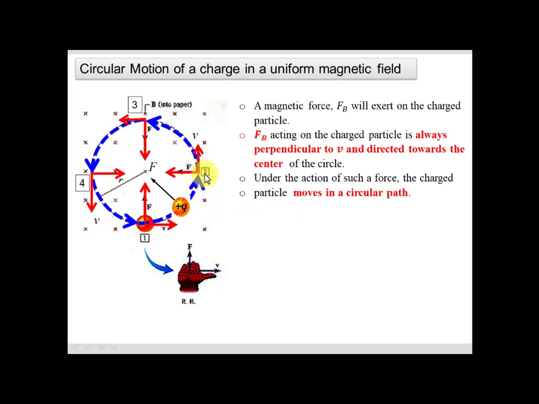Let's take a look at point 2 here. When the particle moves and reaches point 2, V is upward. So you take your thumb upward, your fingers into the page, so the force on your palm should be to the left. Then at point 3, V is to the left. B is into the page, therefore the force should be downwards. And at point 4, V is downward, that is your thumb here. Your fingers should be into the page and the force should be to the right.